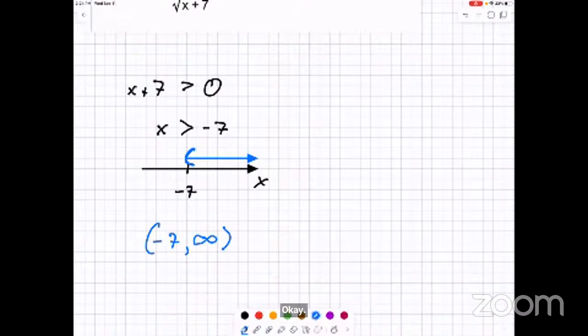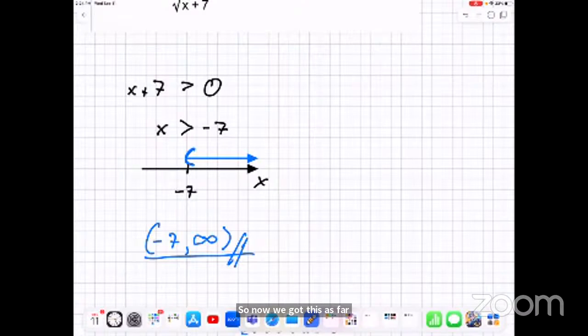So we got this result as far as interval notation. We got from -7 to infinity.